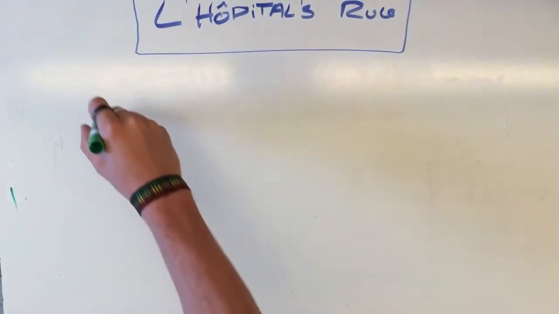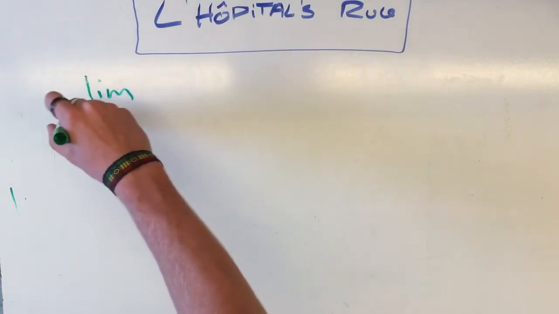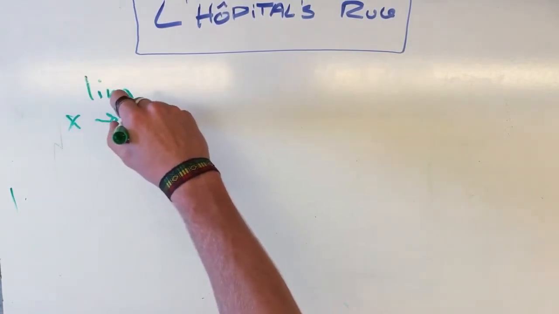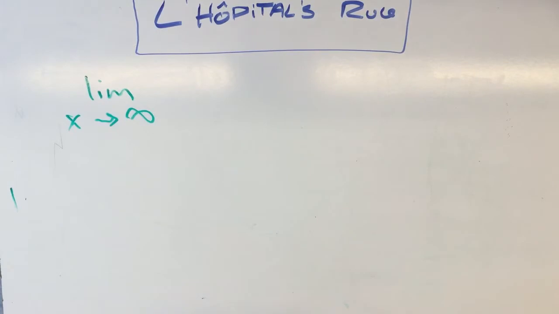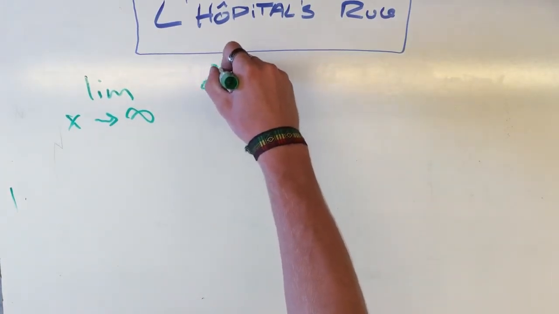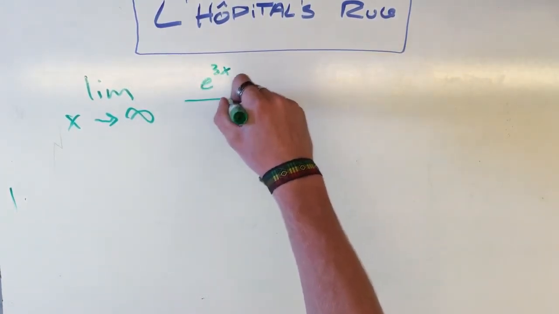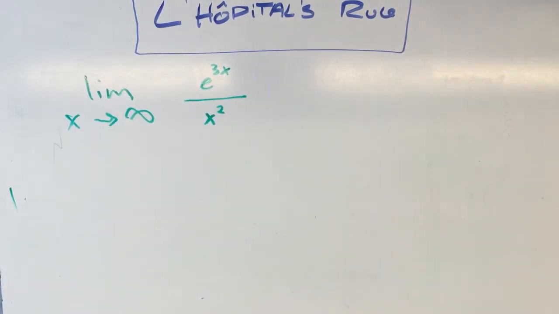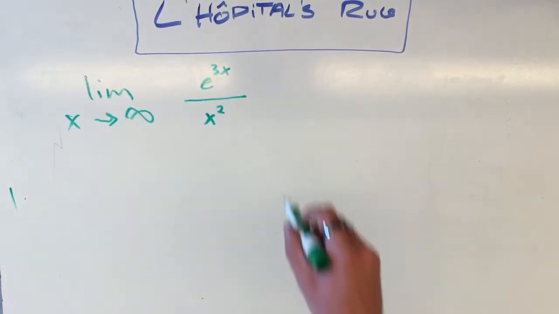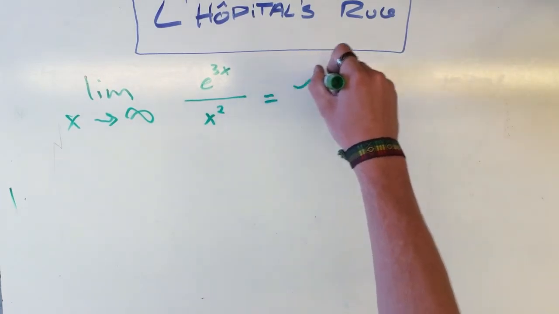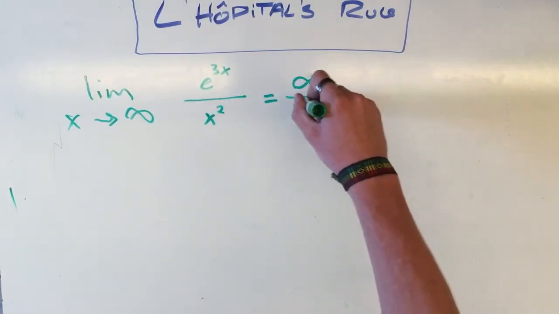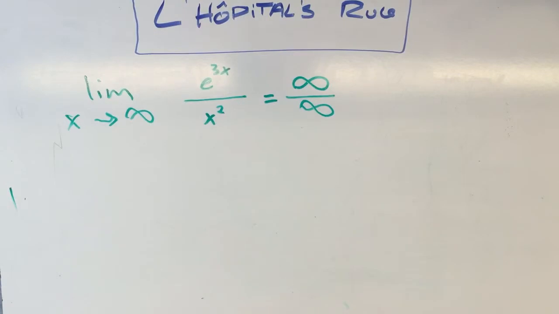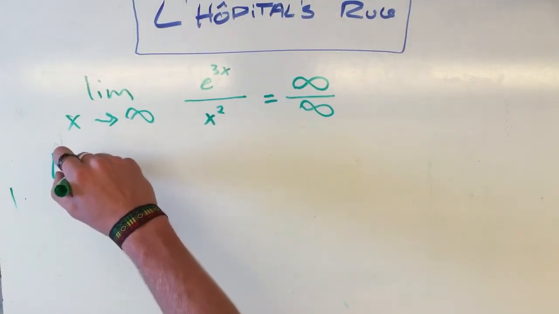We're going to take the limit as x approaches infinity of e to the 3x over x squared. First step is to plug in infinity. This results in infinity over infinity. This qualifies for L'Hopital's rule. I'm going to make a note of that.